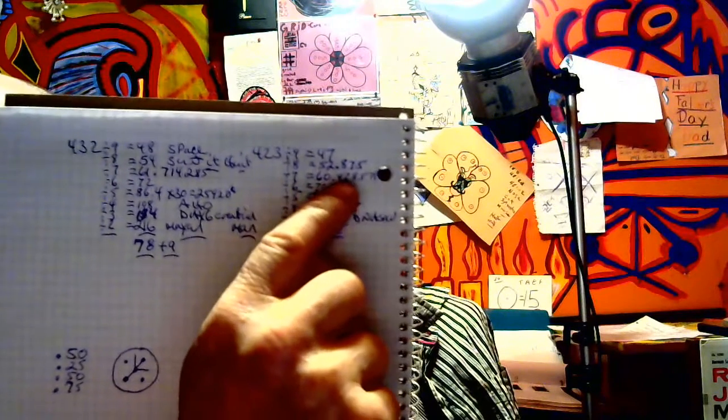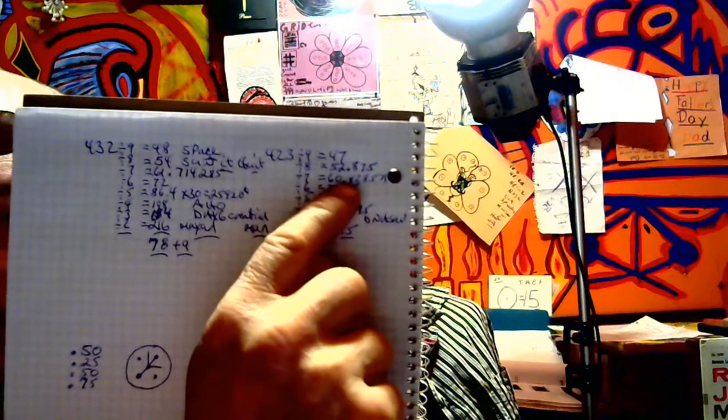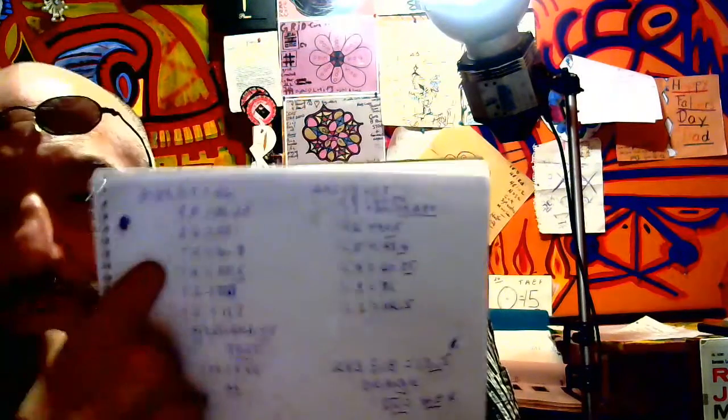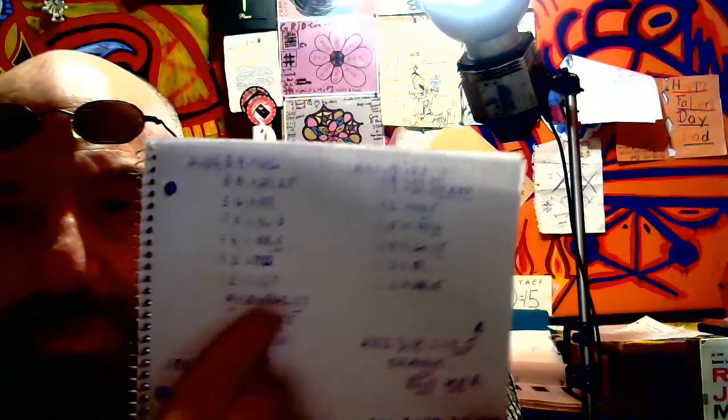428571. 28, the cycle of the moon. 4, 285 in the center. 4 comes first. Why? Because 4 represents the circle. 4 corners, 360 degrees, 4 by the 90. When we run it on this side, we get the same number.